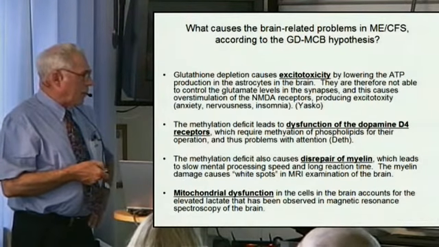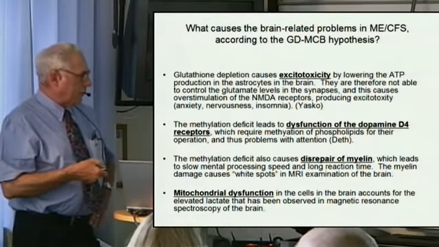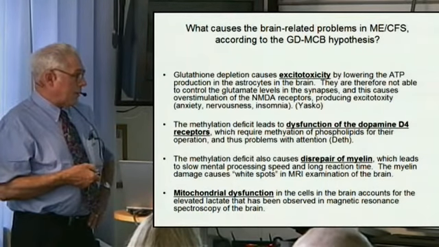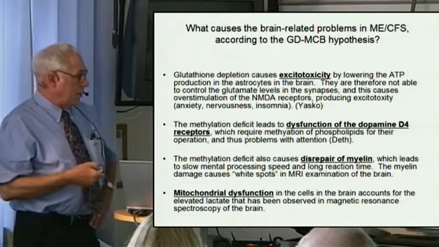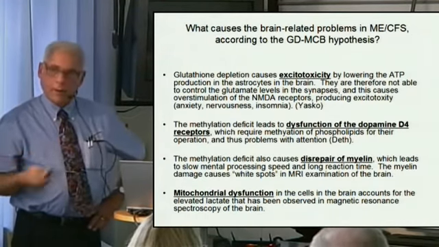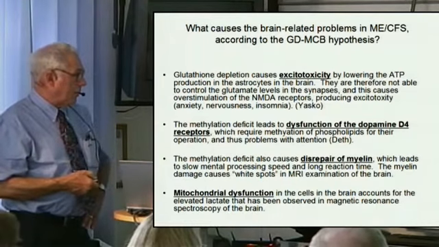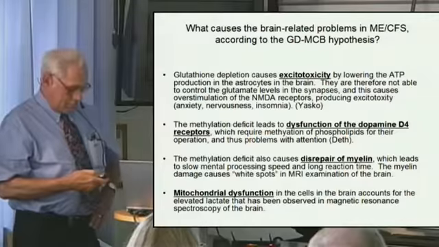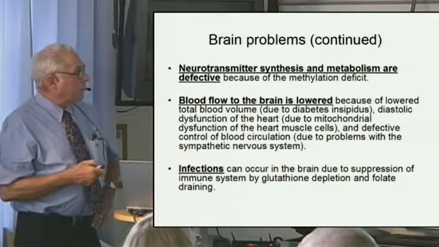Okay, well, the mitochondria in the brain are also dysfunctional, just like they are in the muscles and other places. And that causes elevated lactate because the mitochondria are not able to take the pyruvate and run it through the Krebs cycle and all of that. So, and that's been observed in magnetic resonance spectroscopy. So it looks like that's probably valid.